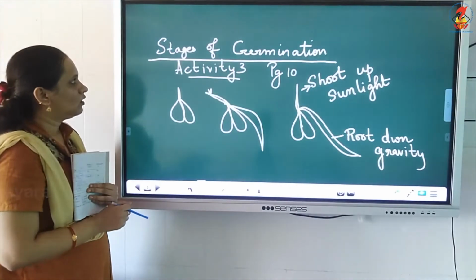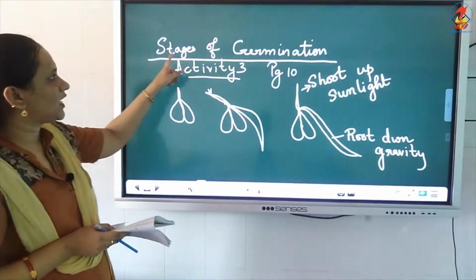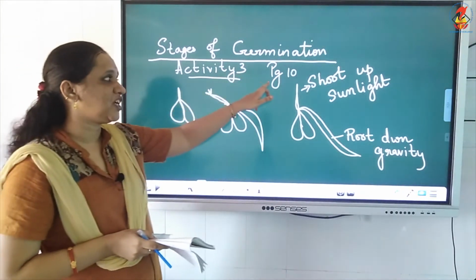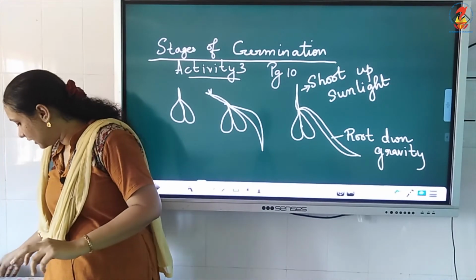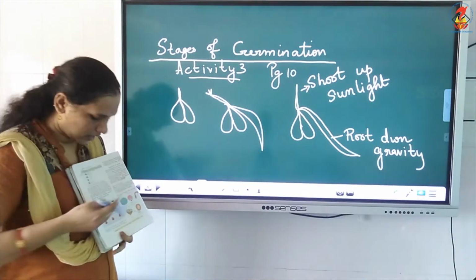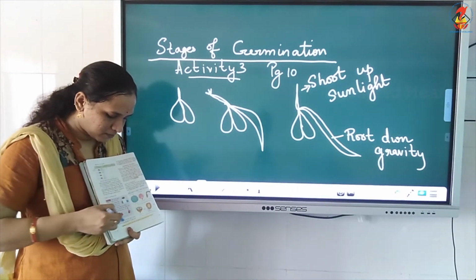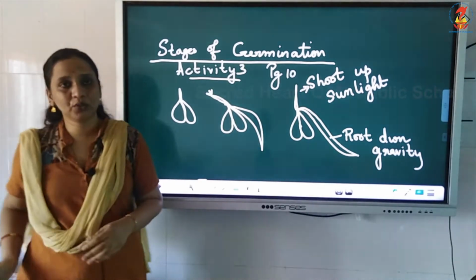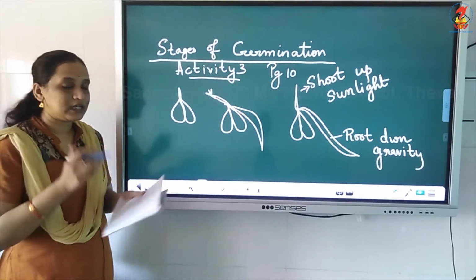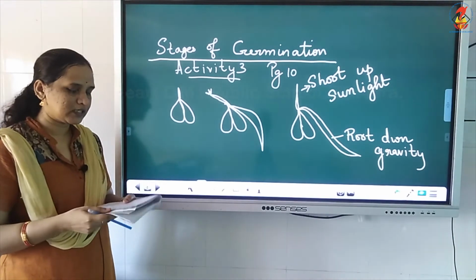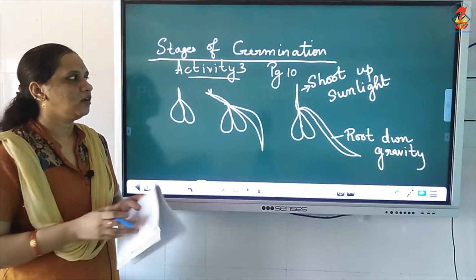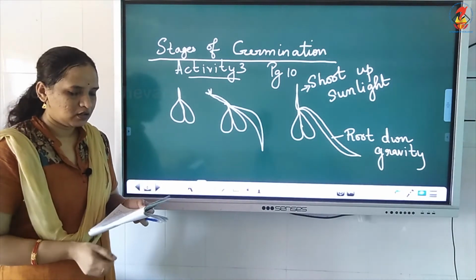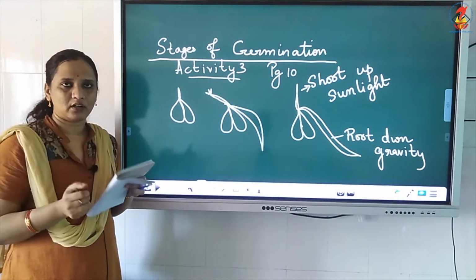Now, next we will look into stages of germination. So, you have to read activity 3 of page 10. You have to read it thoroughly. Activity 3, page 10. Now, what do you do here? You take certain seeds, you soak them, keep them aside, keep them in the windowsill and you wait. What do you see? The seeds start getting swollen or filled with water.